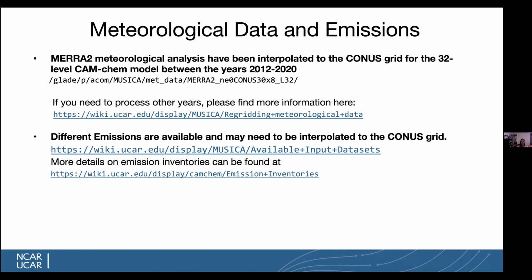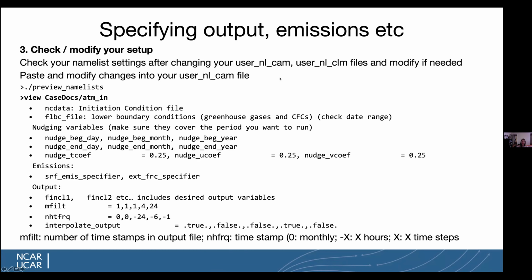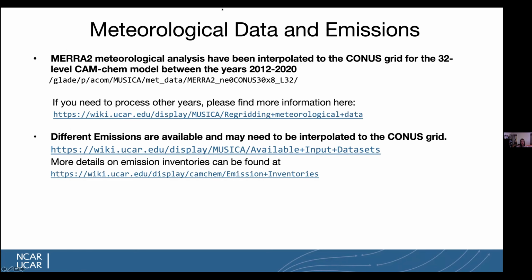So this is basically what we want to go through today, of different options to modify your run. And as I already said, most of the meteorological data are already interpolated to the CONUS grid for 2012 to 2020. So you can find them at this location. You might want to check before you do your run that that's actually the case.